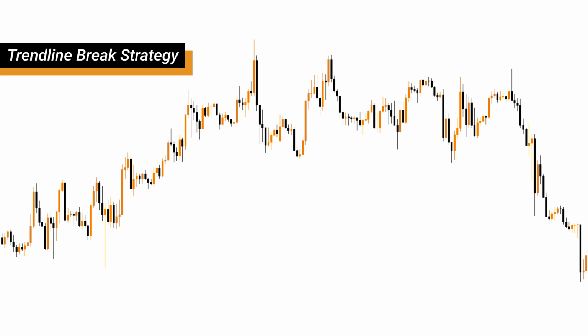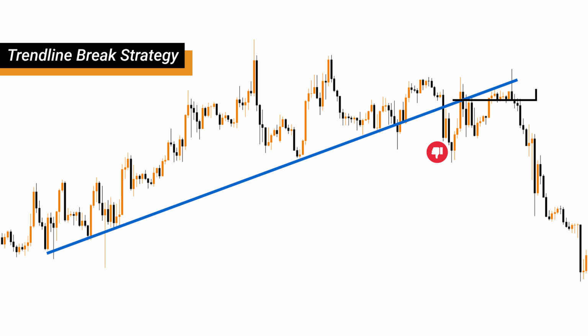Where's the trend line? Should we trade right from the breakout? Is this a confirmation?